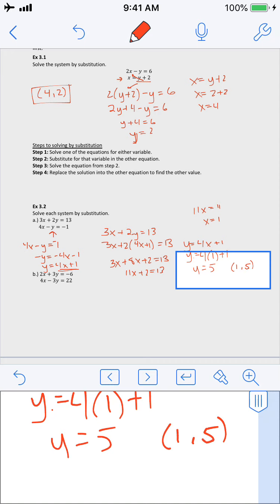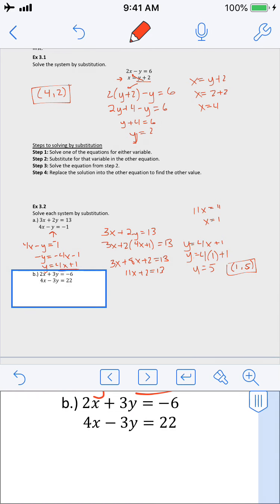There we go. Awesome. All right. We're going to do one more. I may want to do one more after this. Go ahead and try this on your own. In this one, it doesn't matter which one you choose. Choose whichever one you want. I'm going to go with the 2. I'm going to go the 2x route.